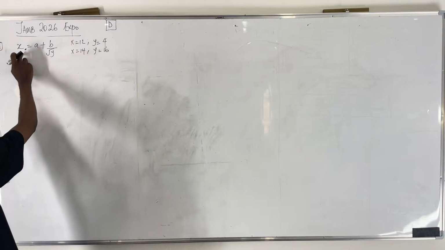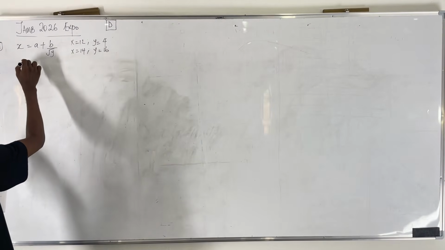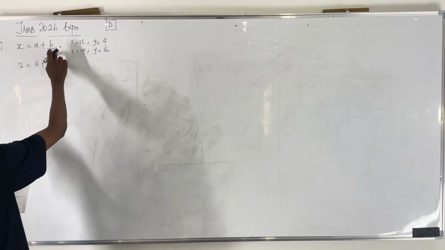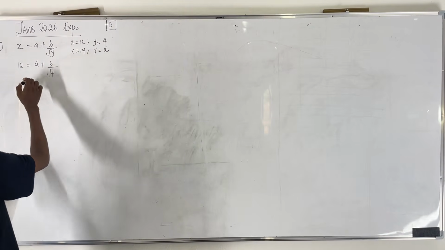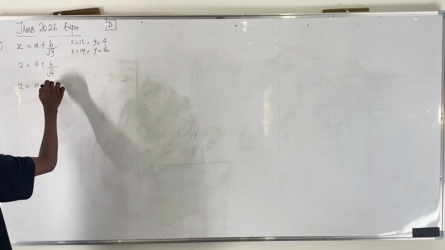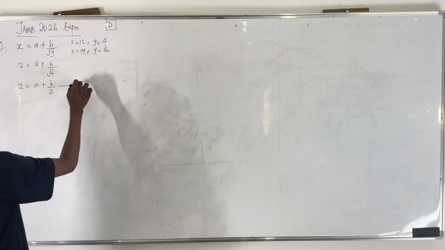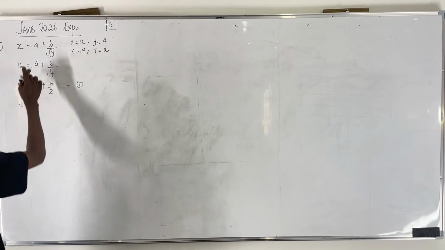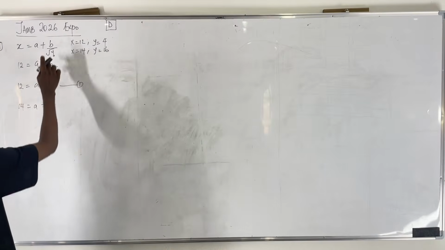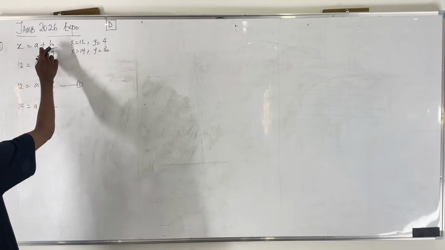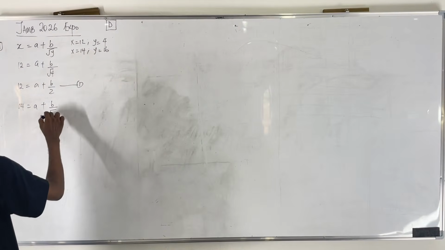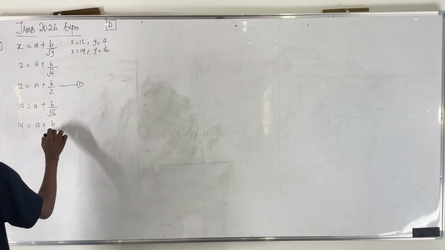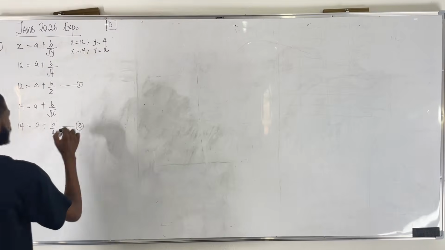So let's see. So x is 12. So this will be 12 equal to a plus b over, this square root here will become square root of 4. So this is 12 equal to a plus b over 2. Just leave it like this, equation 1. Next, s is 14 equal to a plus b over square root of y, and y is now 16. So that's square root of 16. So this is 14 equal to a plus b over 4. So this is equation 2.